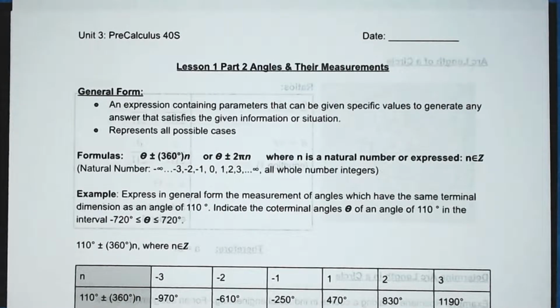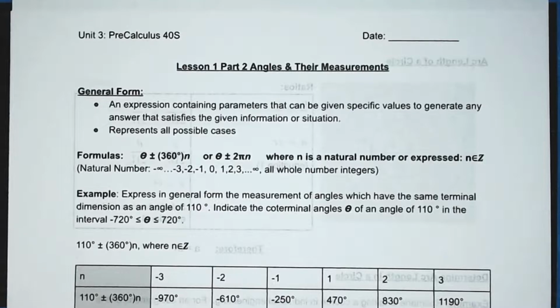Welcome to Unit 3, Lesson 1, Part 2, Angles and Their Measurements. So prior to this, we were looking at how angles, either expressed as radians or degrees, can change by adding 360 degrees to them. And now that we've done that, we have a formula for general form that will help us to determine the new angle measures for the coterminal angles.